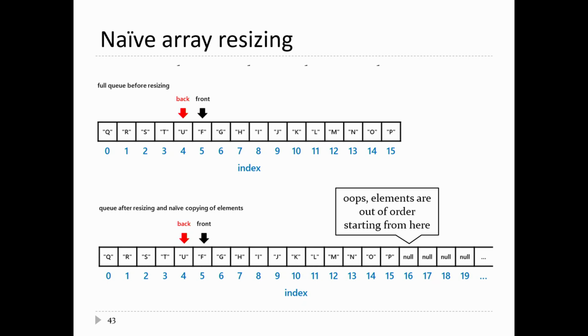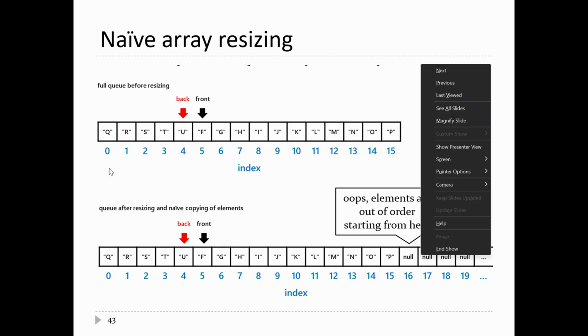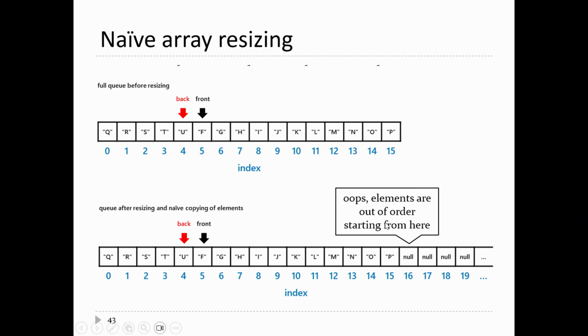There are other options as well, right? So you can copy the 5 into the 5, the 6 into the 6, the 0 then goes into the 16, the 1 goes into the 17, and so on and so forth, right? As long as you unwind the elements in the array, everything will be fine.